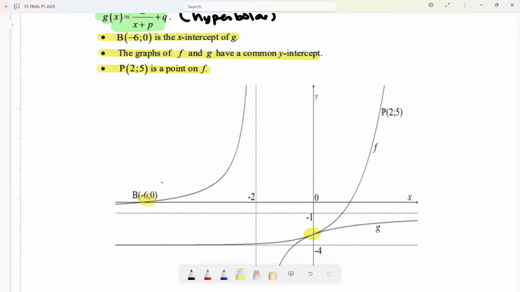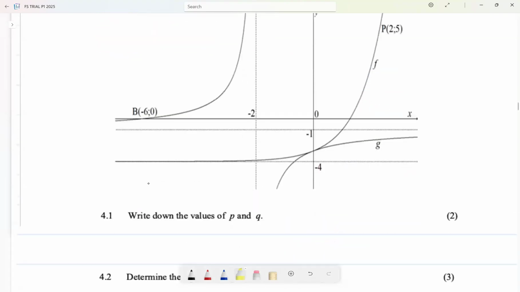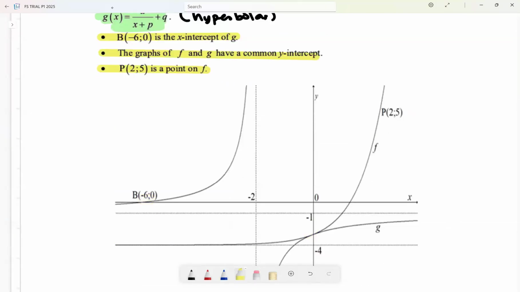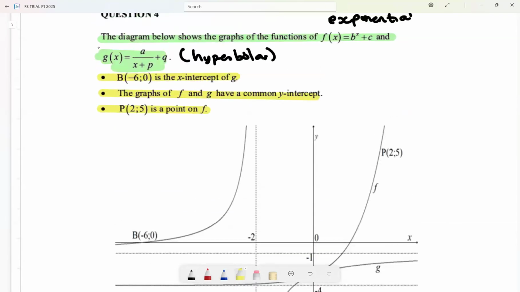Where is f? Remember, f is this graph, guys. So P is a point on f. Okay, fine. So let's try to answer the questions. Write down the value of p and q. Now let's analyze. Remember p and q are what? When we look at our graph here, p and q are our asymptotes again.